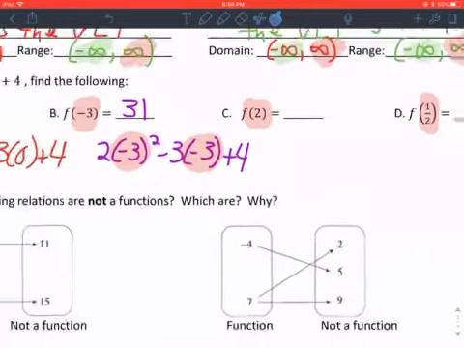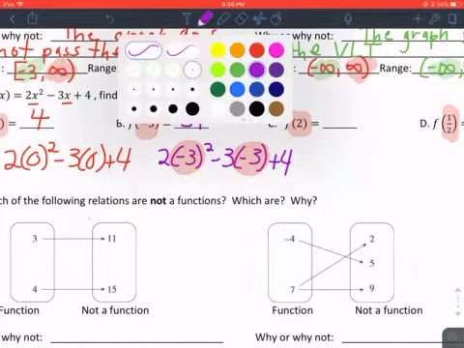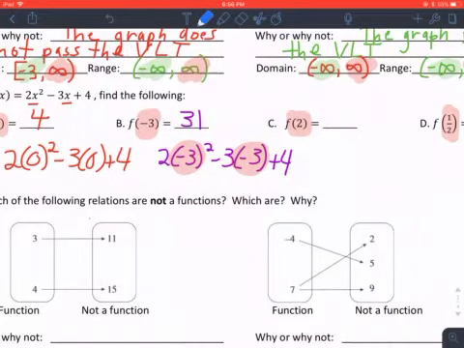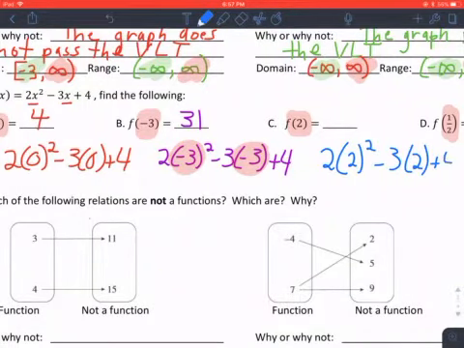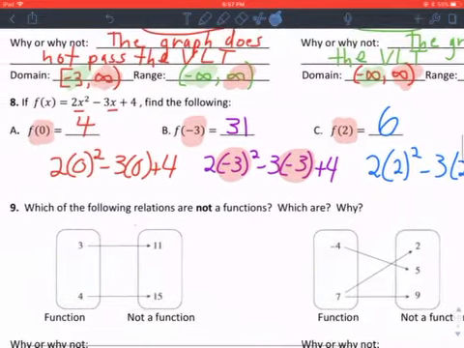It says find f of 2. Okay, so now I'm going to substitute 2 in for x. So let's find another color. We have 2 times 2 squared minus 3 times 2 plus 4. And then I go back to my calculator. And I get 6. And then last but not least, I'm going to substitute 1/2 in for x.